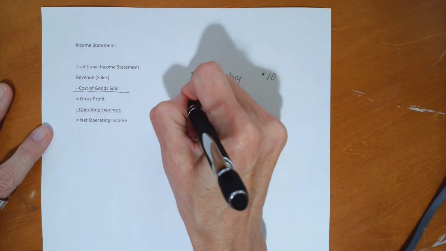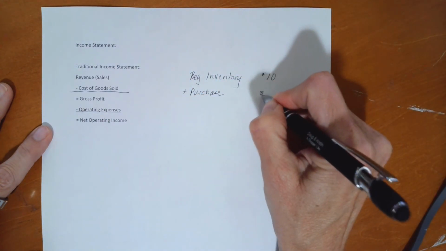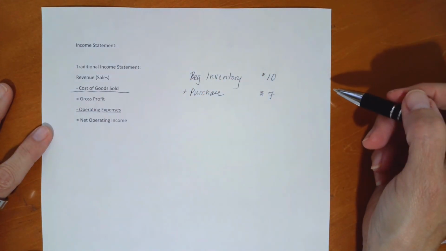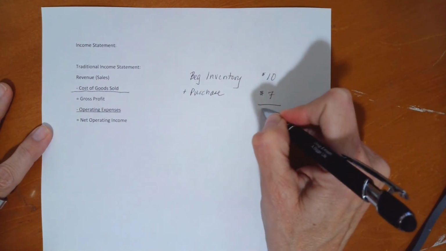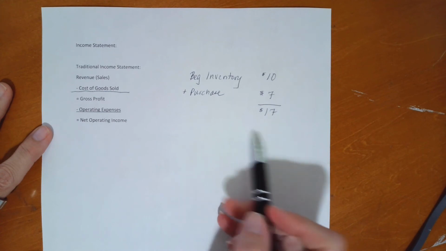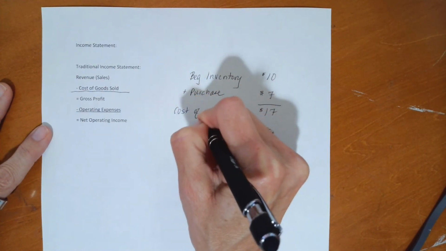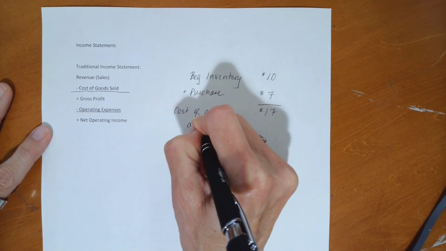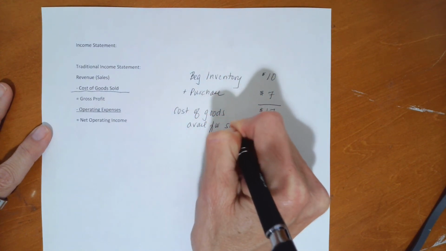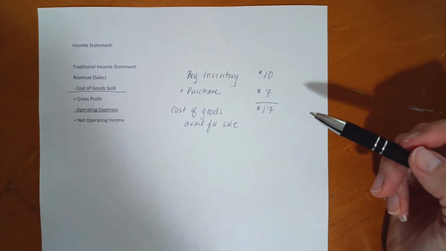And let's say that during the year, we purchase another $7 of inventory. So the total cost to us of our inventory items, that means items that we can sell to a third party, the total is $17. And so that's called the cost of goods available for sale, right? So during the period, you have $17 worth of goods that you could sell.